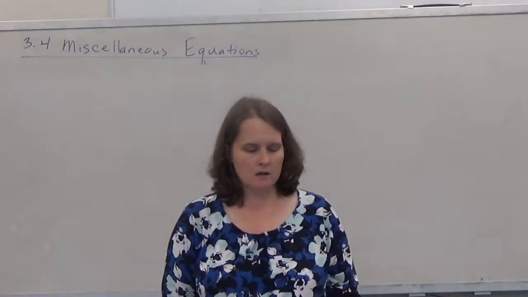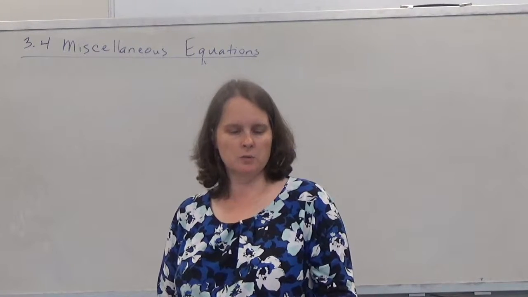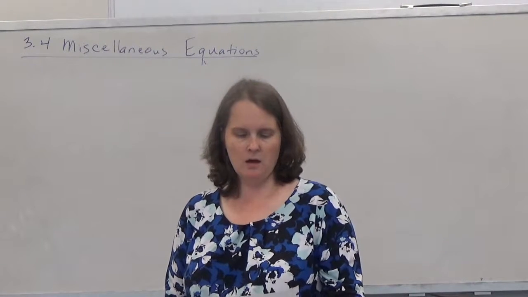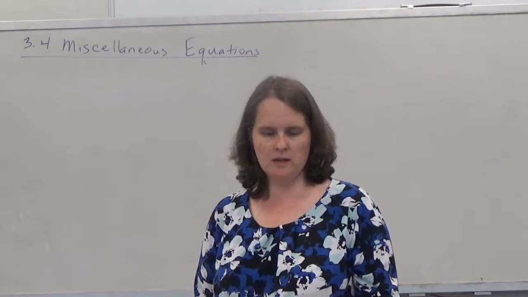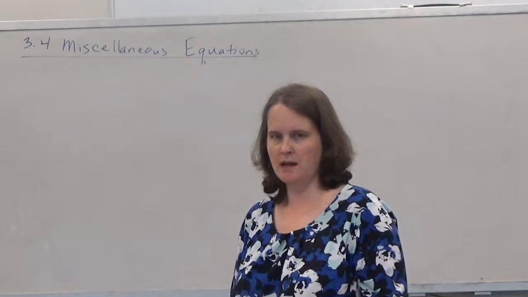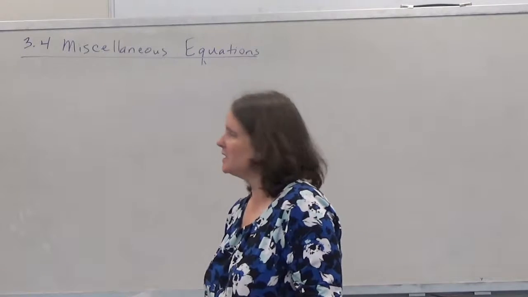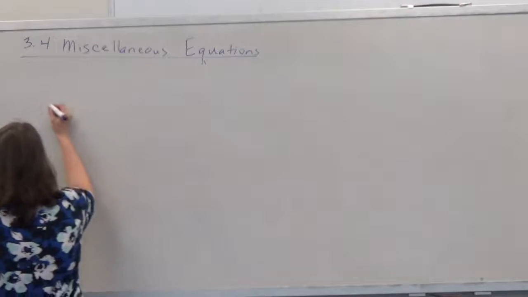For example 10, we have one leg of a right triangle is 1 centimeter longer than the other leg. What is the length of the short leg if the total length of the hypotenuse and the short leg is 10 centimeters? So we need a picture to get us started.